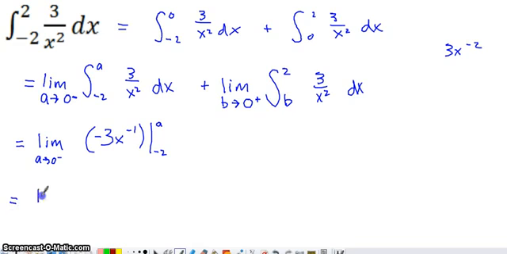So now I'm going to be checking a limit as a approaches 0 from the smaller side. I'm going to simplify this before I toss in a and -2 and then take my difference. So I'm going to write this as -3 over x, right? I'm just rewriting it without the negative exponent on it. I still need to evaluate this at a and at -2 and take a difference.